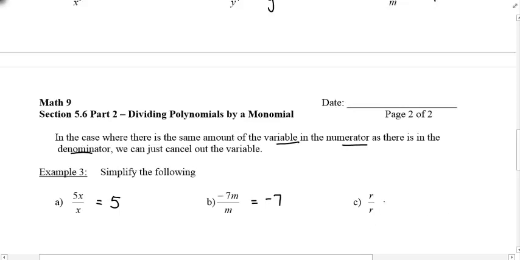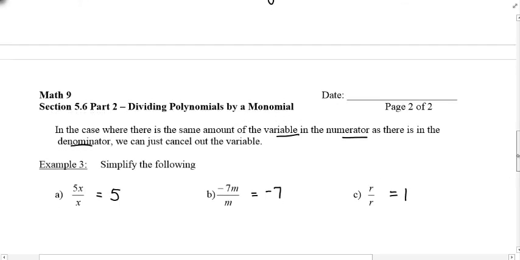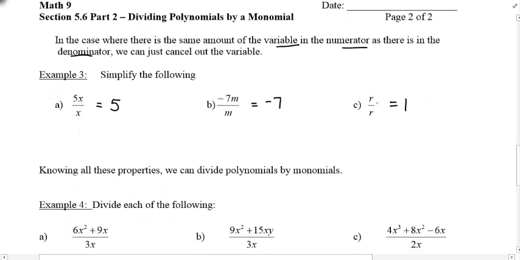And then r divided by r, that's not 0 because you're dividing out. That actually simplifies to the number 1. Okay? Think about it. 1r, right? 1 divided by 1 is 1.